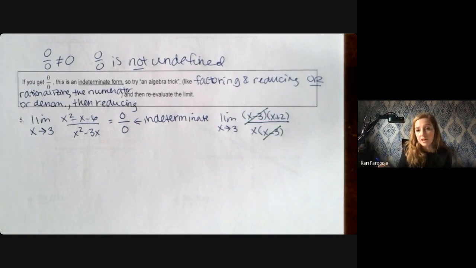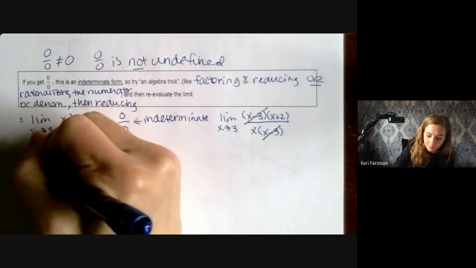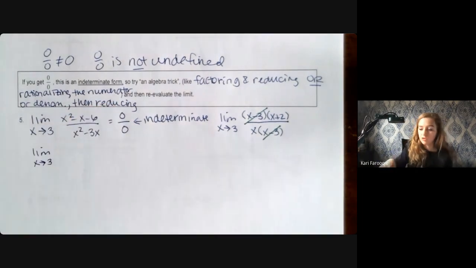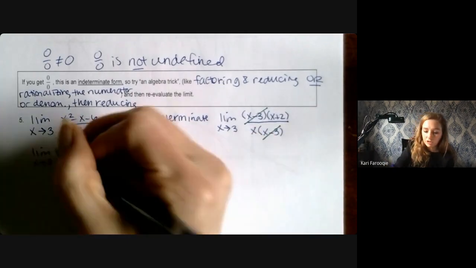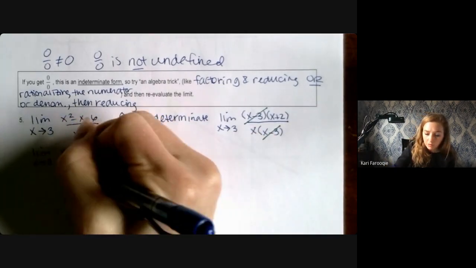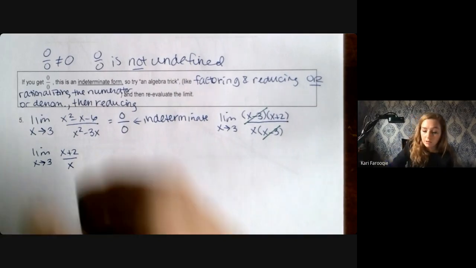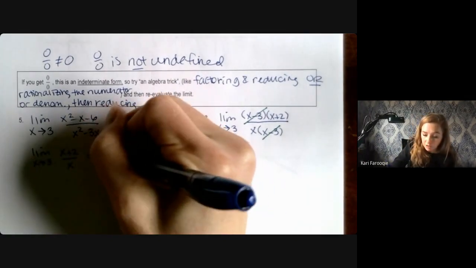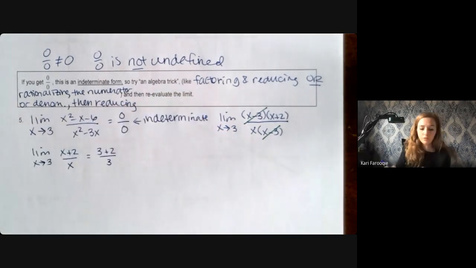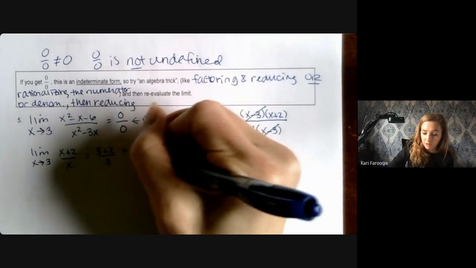Now, when you cancel that out, you can rewrite the limit one more time. The limit as x approaches 3, but now I'm rewriting the function as x plus 2 over x. Now you're not going to get an indeterminate form again. This just becomes 3 plus 2 over 3, which is 5/3.